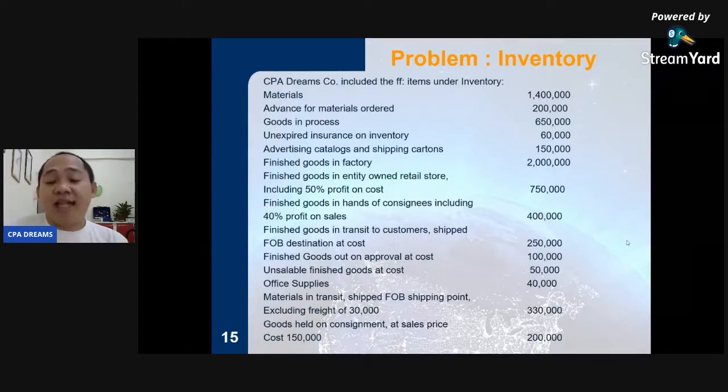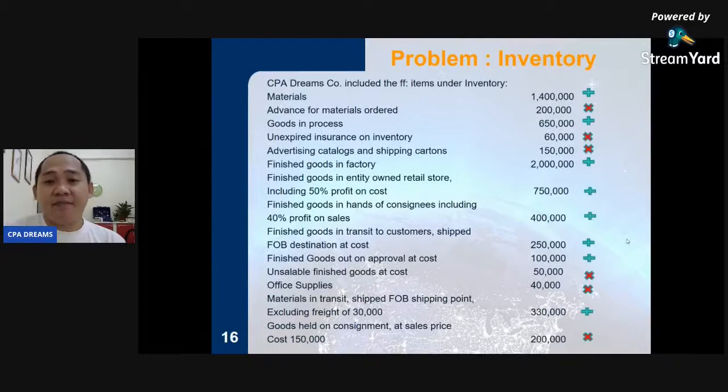So, now, ano ang choices natin? Wait muna. O, hindi ko na ibigay ang choices. I-discuss na natin para makita mo, para meron kang maisagot pag binigay ko yung choices. Now, ano yung mga included? Yung materials, of course, that is included.